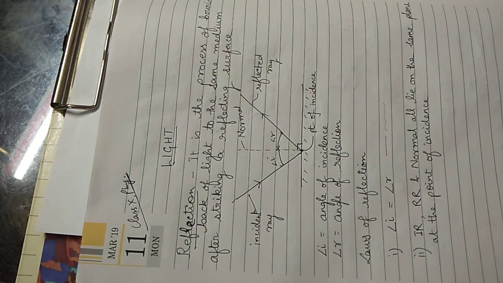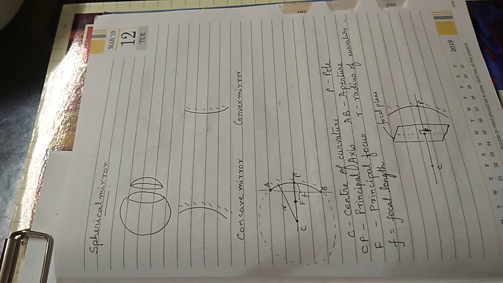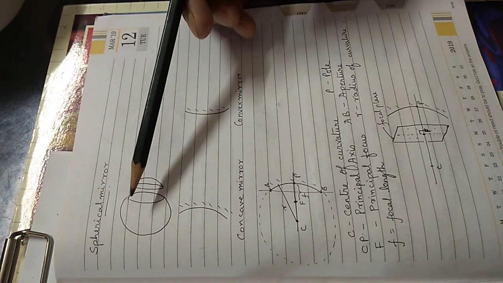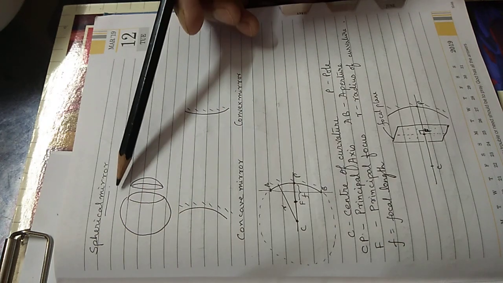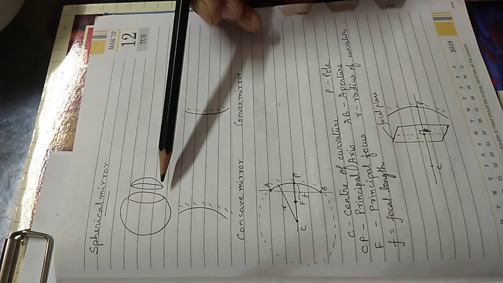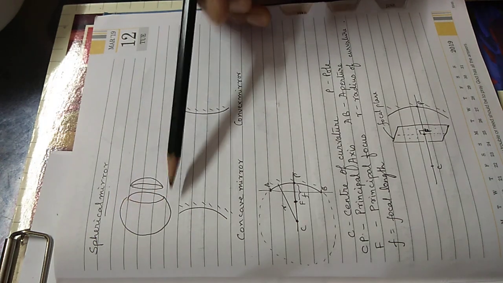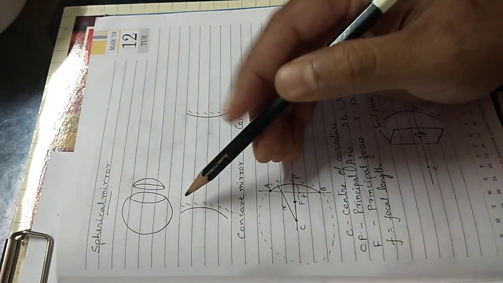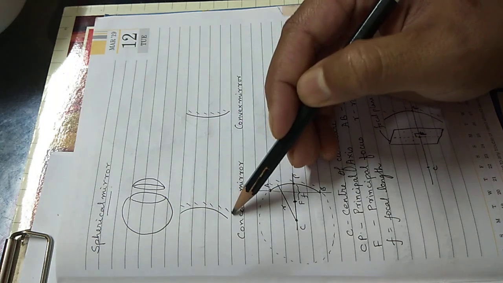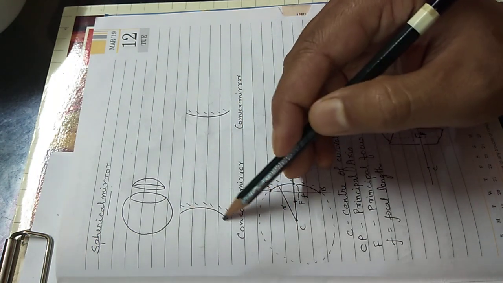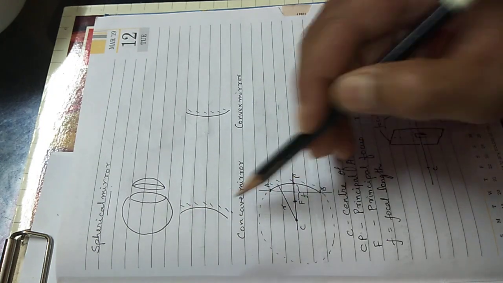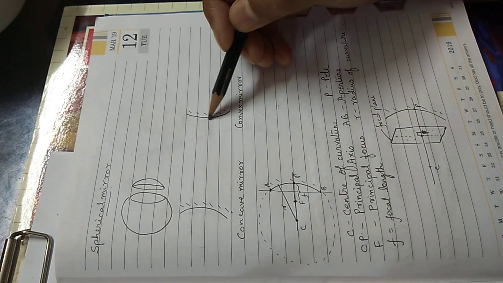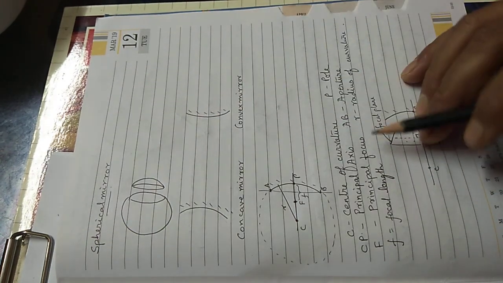In your chapter, they have discussed spherical mirrors. When we discuss spherical mirrors, we need to understand certain basic concepts. Suppose we consider a sphere. If you cut out a part from that spherical structure, whatever you get is a representative of a spherical mirror. Now if the silver polished side is outside and the reflecting side is caved inside, it is called a concave mirror. And if the reflecting side is bulging outside, it is called a convex mirror.